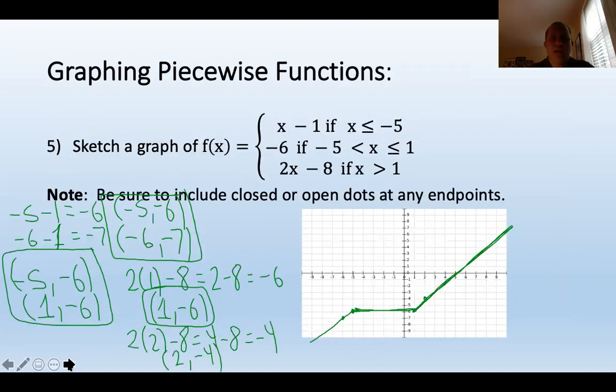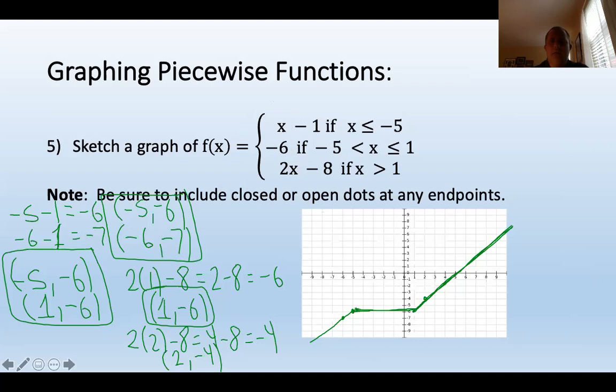Number 5 says, sketch a graph of f of x equals x minus 1 if x is less than or equal to -5, -6 if x is greater than -5 and less than or equal to 1, and 2x minus 8 if x is greater than 1. And note, be sure to include closed or open dots at any endpoints. It's important to note that each of these functions in this piecewise function represents a line.